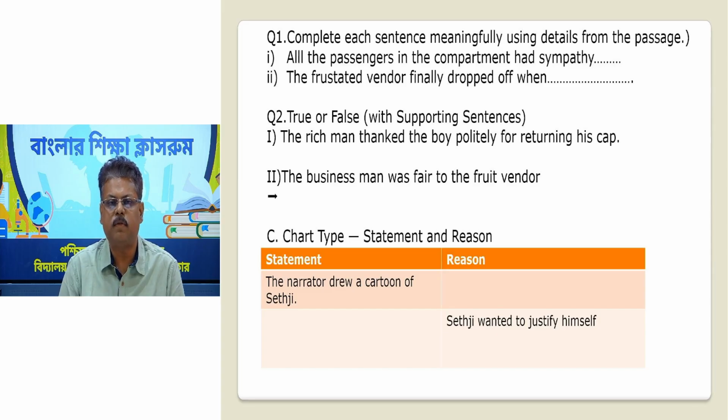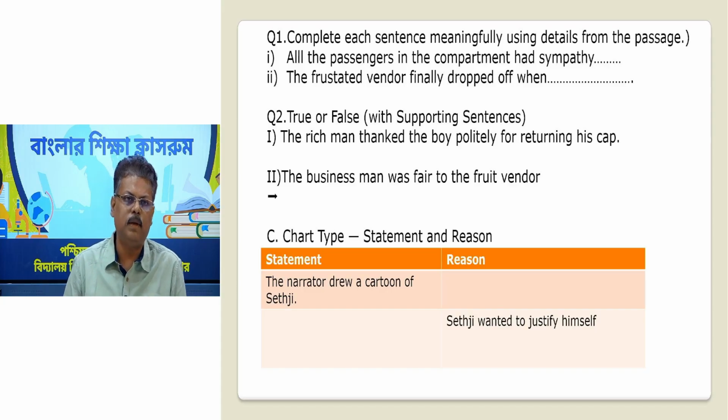Next, the businessman was fair to the fruit vendor. Again, this is false, but which line in the text shows that? So let's look for that line. There is this line in the text which says that the whole amusing episode had ended in a bitter sense of grievance against the rich businessman who had been so hard to the generous-hearted fruit vendor. So you can quote part of this sentence: the rich businessman who had been so hard to the generous-hearted fruit vendor. You can quote part of this sentence in support of your answer that the statement is false. Now, if you do that, you will be given full marks.